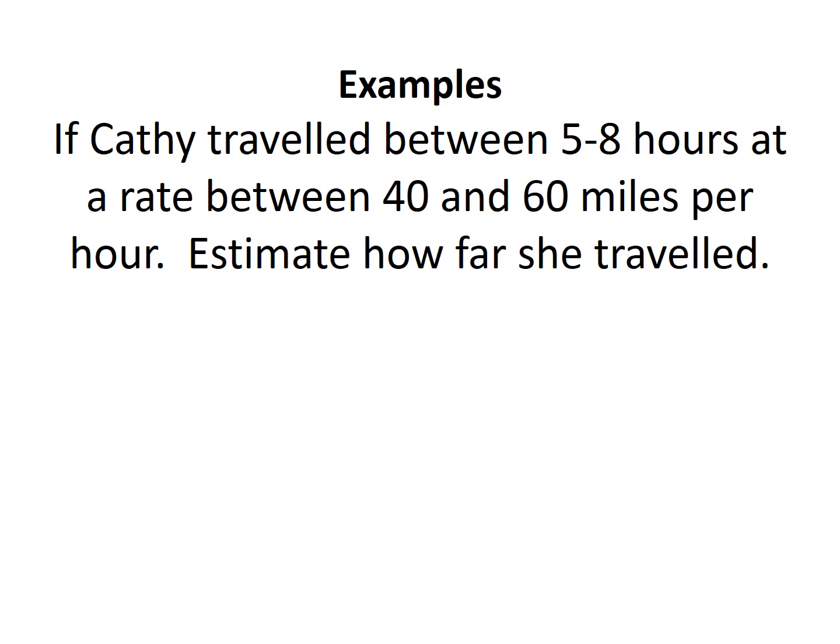If Kathy traveled between 5 and 8 hours at a rate of 40 and 60 kilometers per hour, estimate how far she traveled. So there's a couple different ways of doing that, but of course we know that distance equals rate times time. Right, so what jumps out to me is if we want to estimate and we're given a range for each one, for the rate, the range from 40 to 60 and the time 5 to 8 hours, maybe we would take the average of the two, right, for a good estimate.